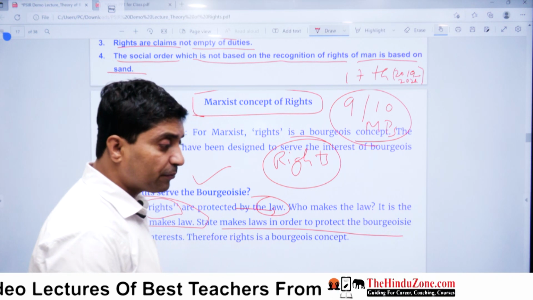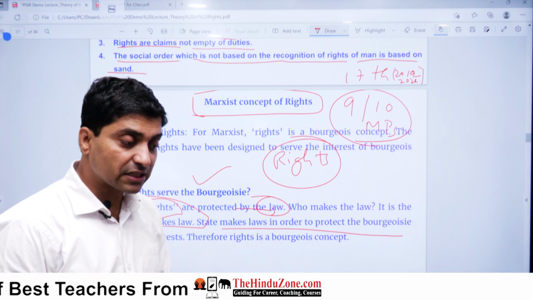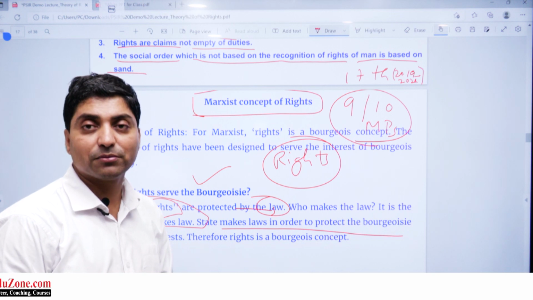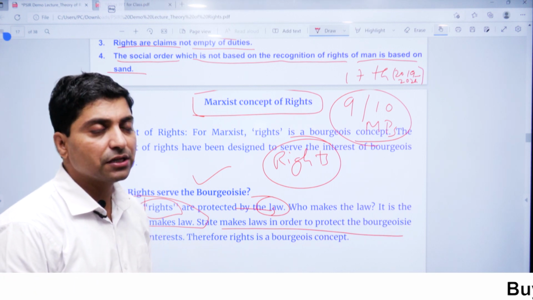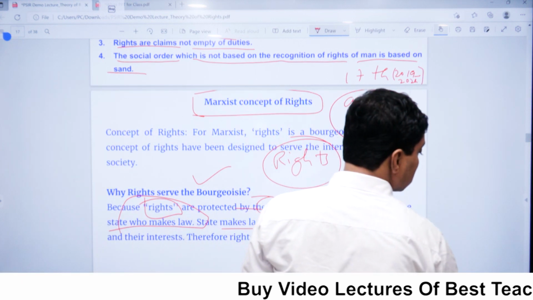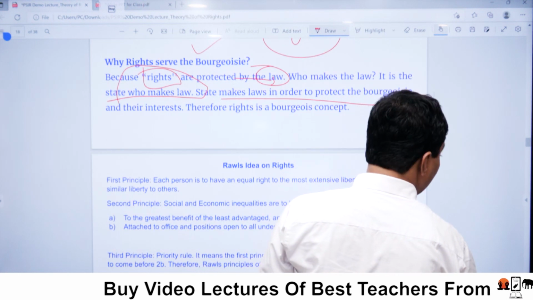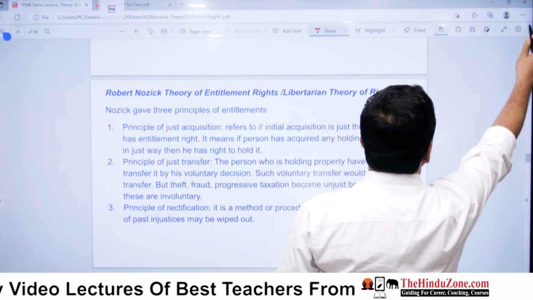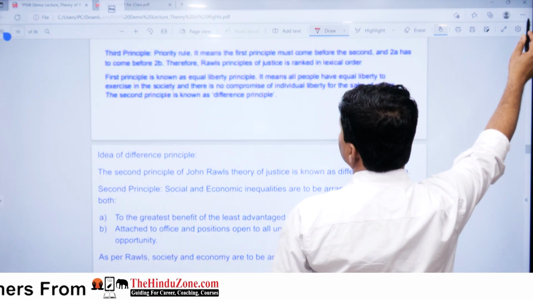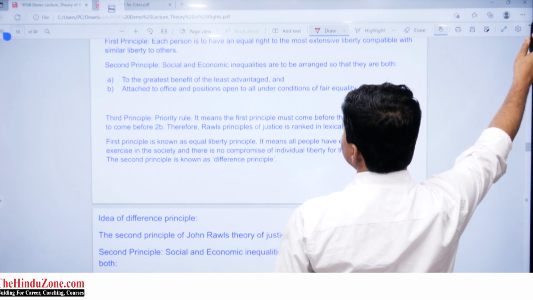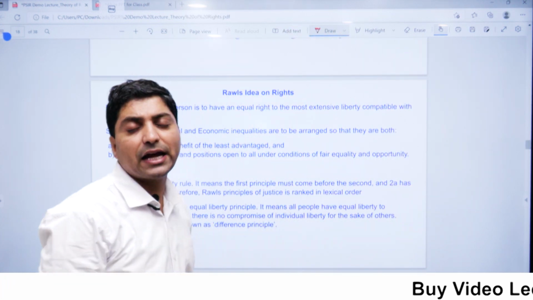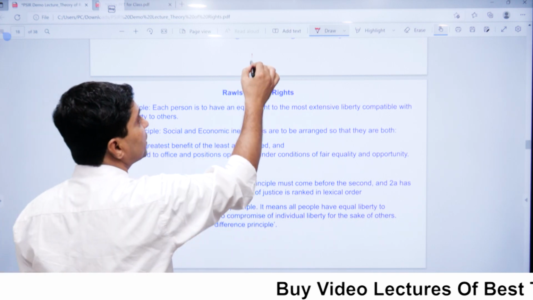Now I have talked about the natural theory of rights, the utilitarian theory of rights, the liberal theory of rights, and the Marxist theory of rights. Now let's see a few individuals who talk about rights. Look at John Rawls, what he says about rights. In his book Theory of Justice, John Rawls tries to make a balance between liberty and equality, freedom and equality.